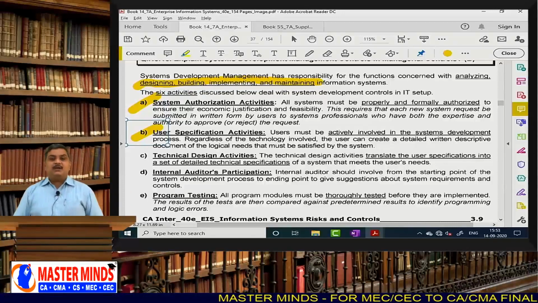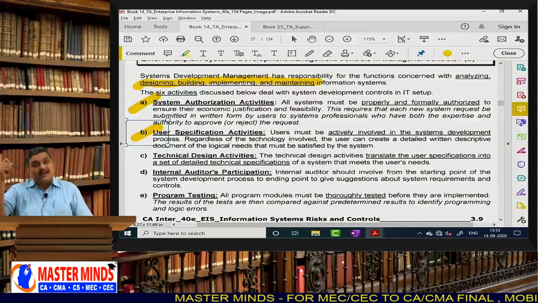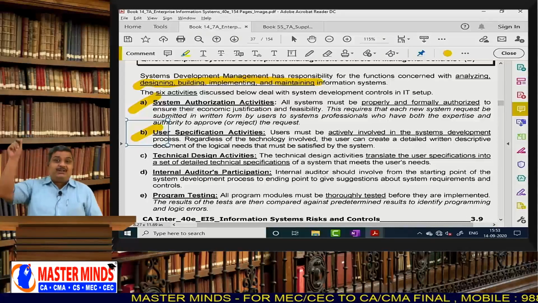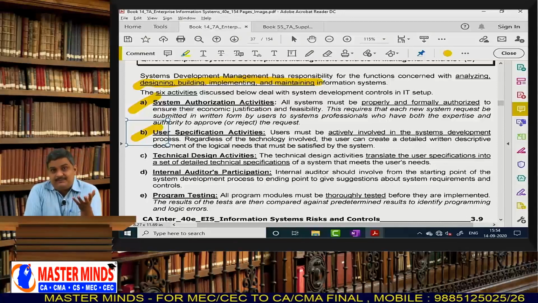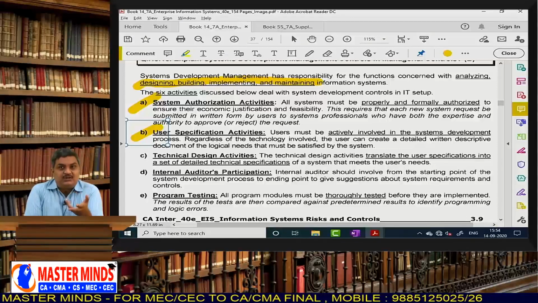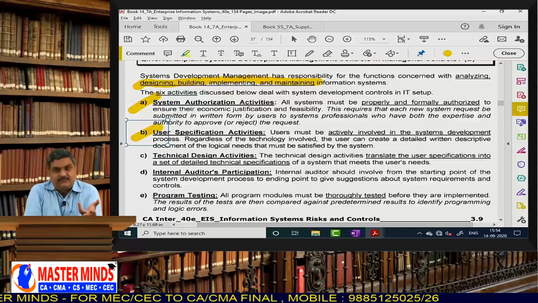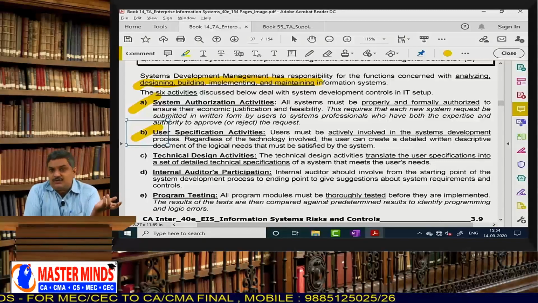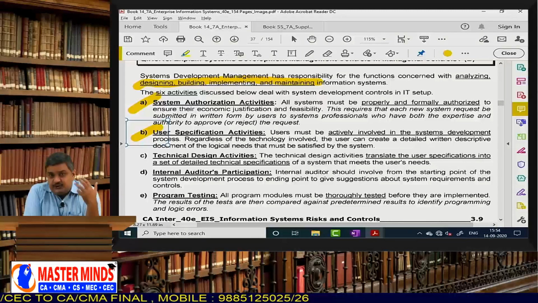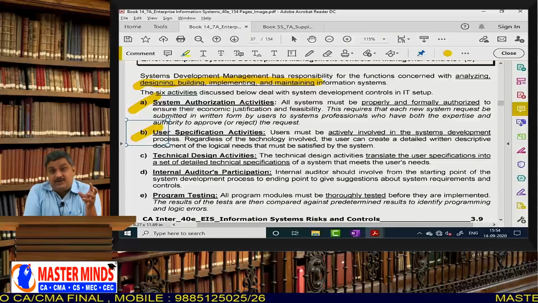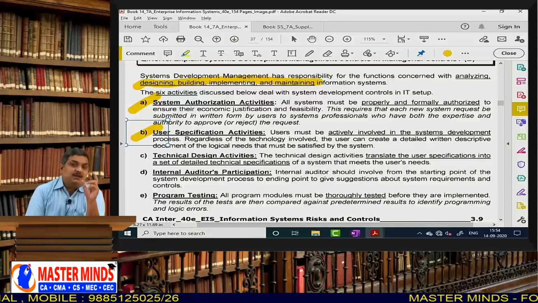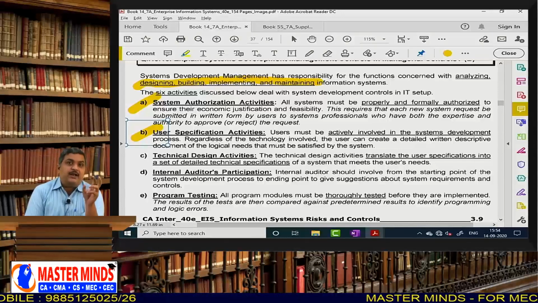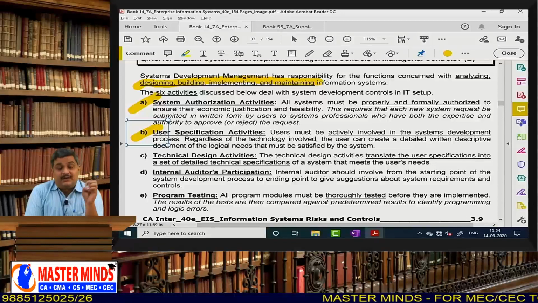And now, user specification activities. One thing you please remember, whenever you make a proposal for a system, you should actively involve the end users. See, who will use the system? For example, the finance manager uses the finance management system. The accounts manager will use the accounts information system. So, whoever uses the system on a day-to-day level, you should involve them because they will give you valuable feedback. They will give you valuable suggestions and information regarding how to work with the system.